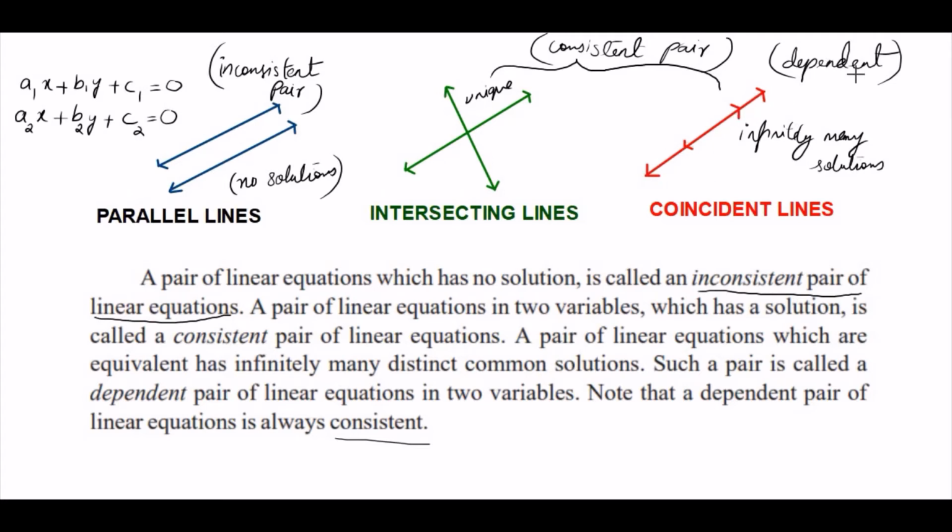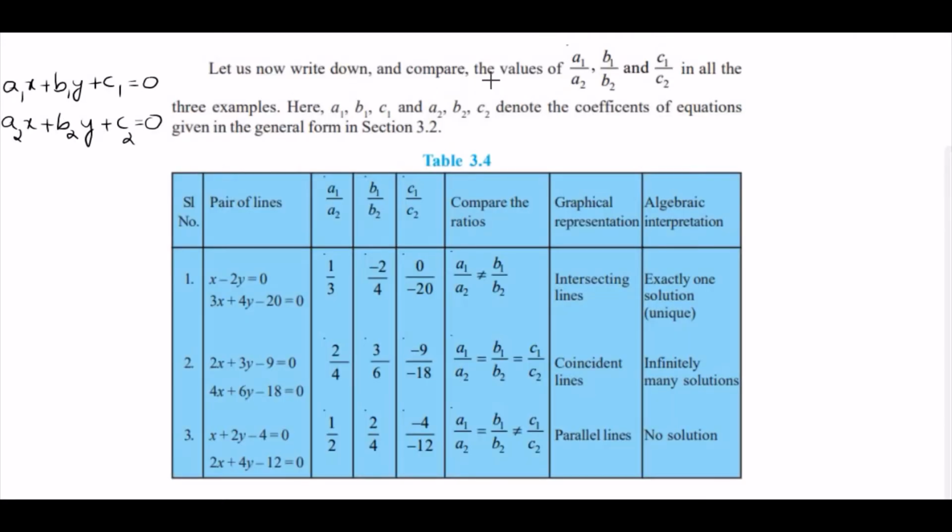They are also called the dependent pair of linear equations. Now let's compare the coefficients and see what you can conclude. Let us now write down and compare the values of A1 by A2, B1 by B2 and C1 by C2. Here A1, A2, B1, B2 and C1, C2 are the coefficients. Compare the values of A1 by A2, B1 by B2 and C1 by C2 in all the three examples.